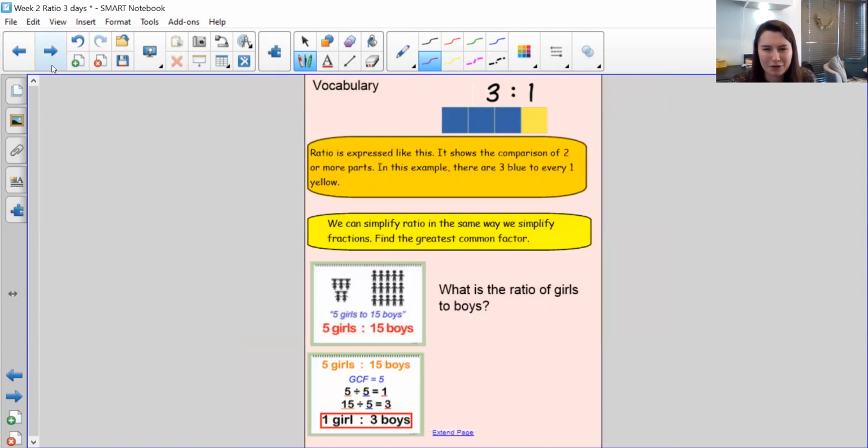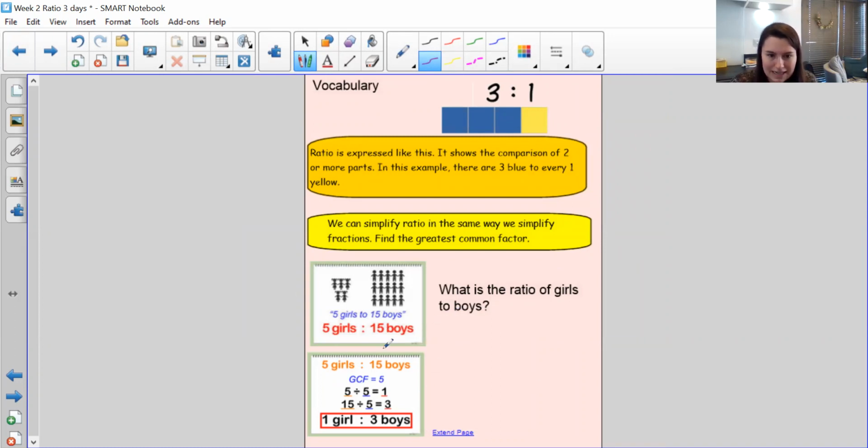Okay, let's just go over some of that vocabulary again then. So ratio is expressed like this, as I just did on the previous. If there are 3 blue for every 1 yellow, we write 3, that colon, and then 1. So the way we speak that though is there are 3 blue to every 1 yellow. Simplifying, sorry, is what we just did. And it is where we divide both sides using the common factors that they have, and the greatest common factor will do it in the quickest way, to find the most simple ratio.